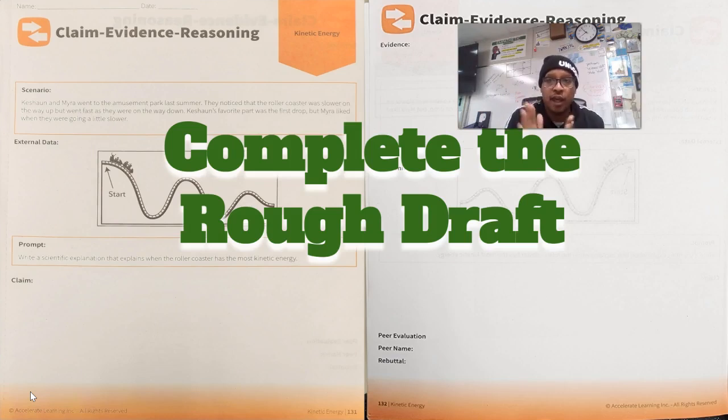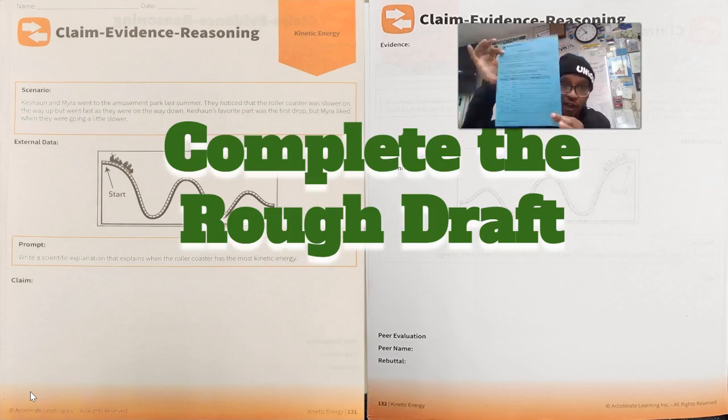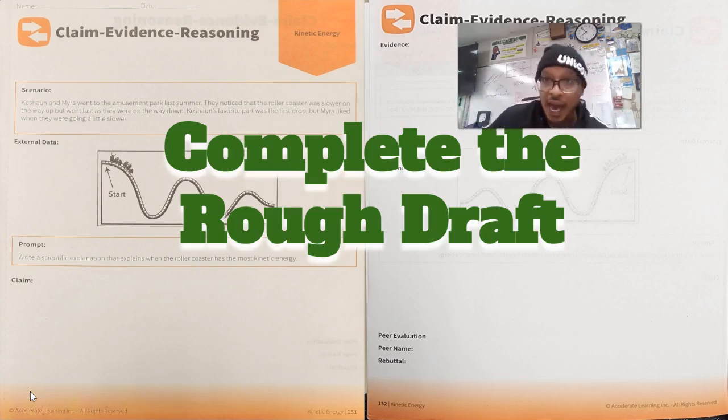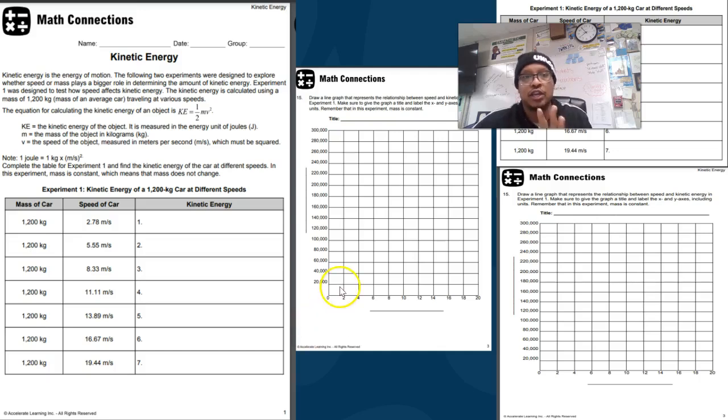However, the rough draft is due on Friday. So if you finish this Math Connections, which is what we're going to talk about primarily in this lesson, today, or you finish this already, then you can move on to completing the rough draft CER. You only have to have the written part done and submitted by Friday, okay? So you got time. All right, y'all, let's move on to this assignment here.